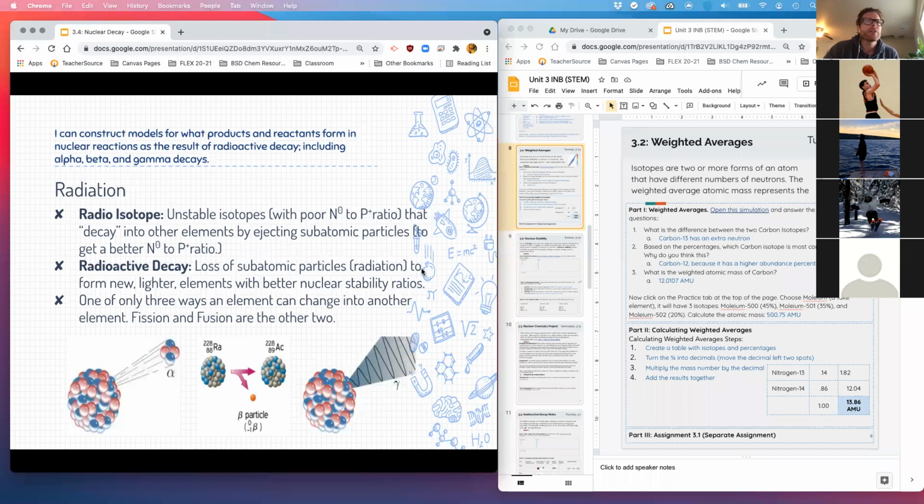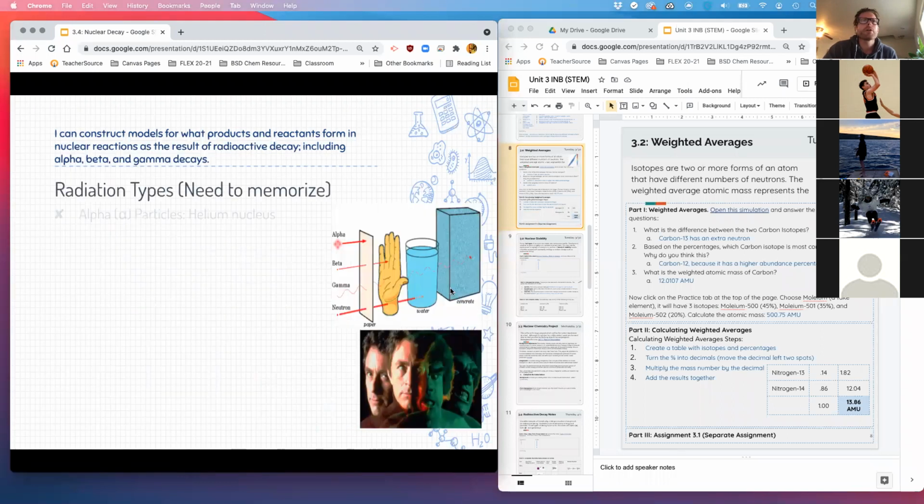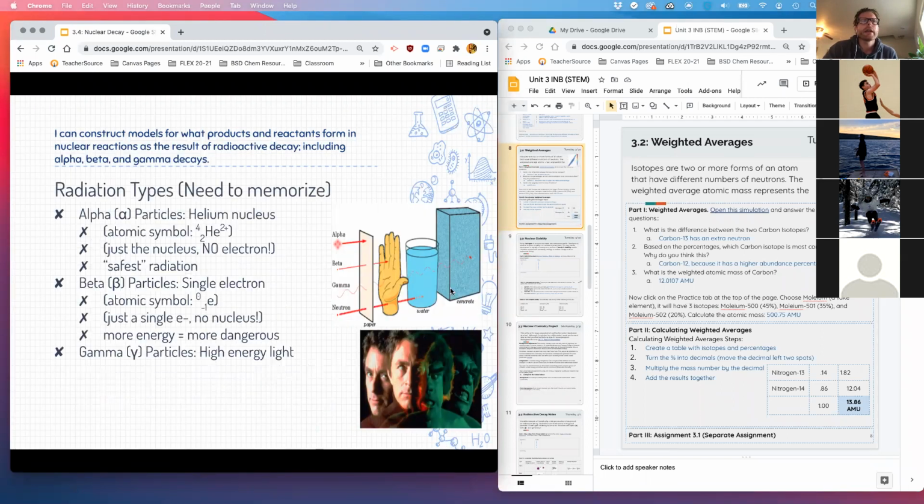This can be done in a few different ways, and we'll talk about fission and fusion later on, but today we're going to be focusing on these three main ones, which is alpha, beta, and gamma.